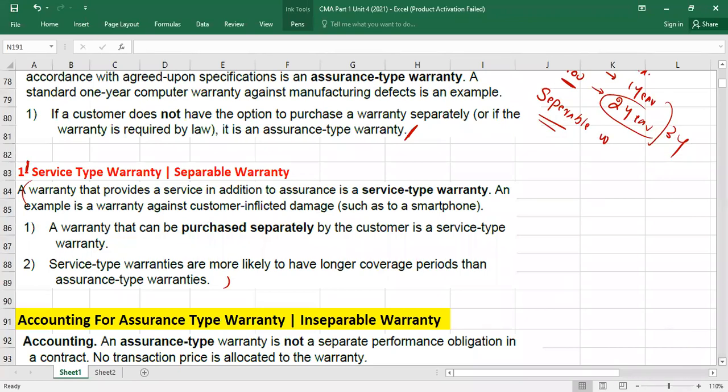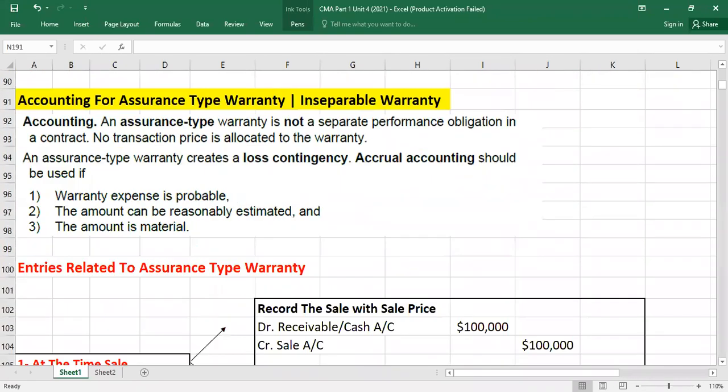Clear? Now, guys, we are going to talk about the accounting point of view, starting with accounting for assurance type warranty. Because when you read the question, you have to first identify the type of warranty. Is it assurance or service? If it is assurance, you have to follow assurance type warranty accounting rules. If it is service type, you have to follow service type warranty accounting rules. And don't mingle. So first, starting with assurance type warranty. So here we go.